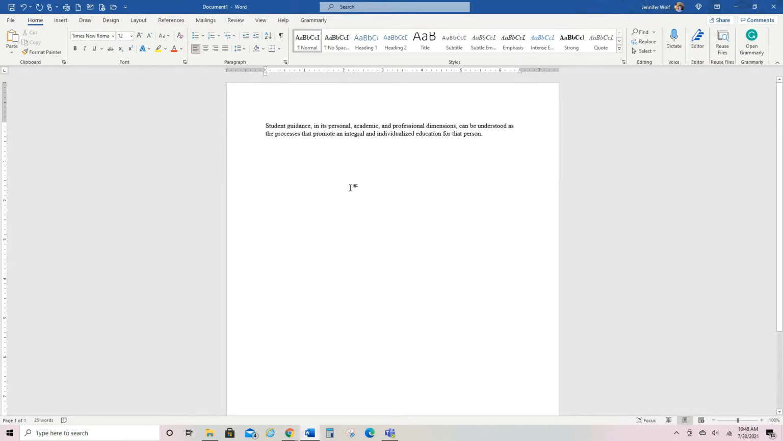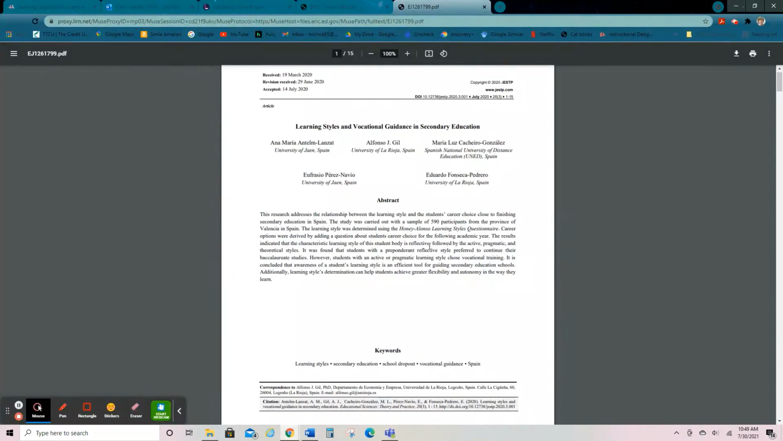Student guidance in its personal, academic, and professional dimensions can be understood as the processes that promote an integral and individualized education for that person. Because this is a direct quotation, I need to have quotation marks around everything that this author wrote themselves, or these authors, because there's more than one. And then I'm going to go back to my paper.